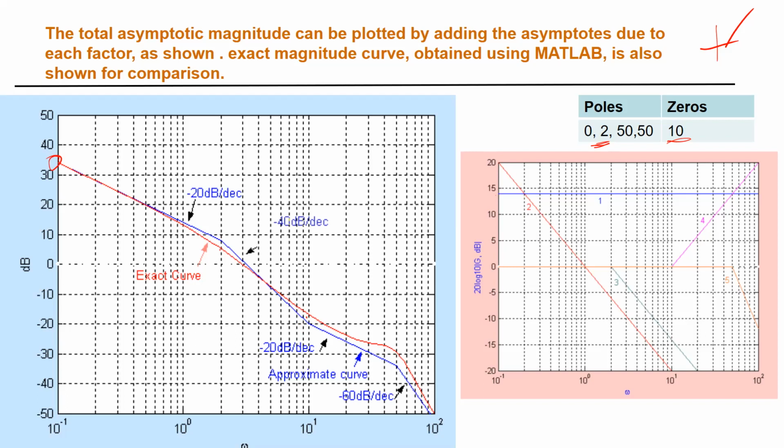After the 50, I'm adding minus 40 dB. So the final answer will be minus 60 dB. And that, if you remember, is what we said at the beginning, before we started.